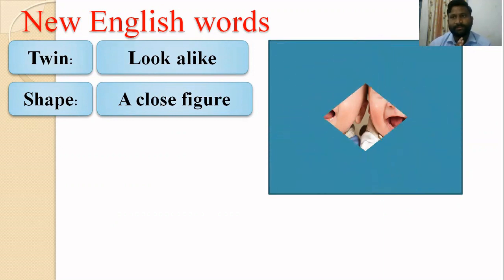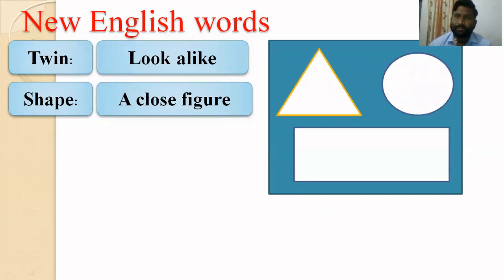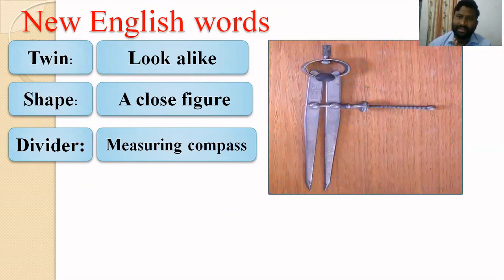Like, see it. This is a rectangle or square, probably square because all sides seem to be equal. So it is an example of shape. You can see here, this is an example of shape, triangular shape, circular shape, rectangular shape. Opposite sides are equal. So next word, divider. In geometry, divider means measuring compass. There is a compass with two needles which measure the angle like this. With the help of these two needles, we can draw equal angles.